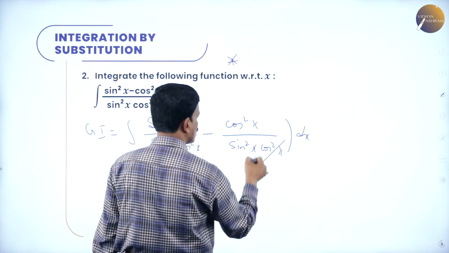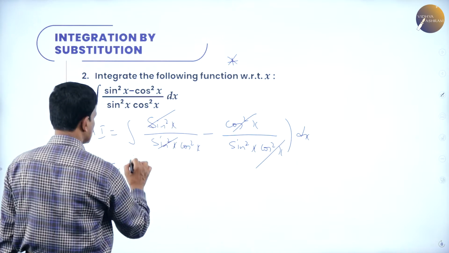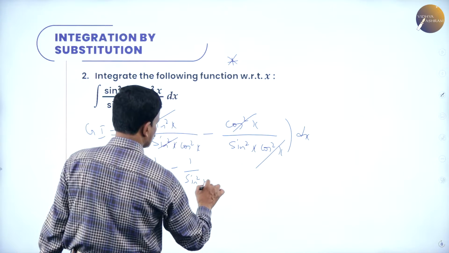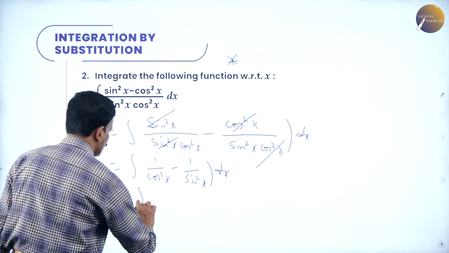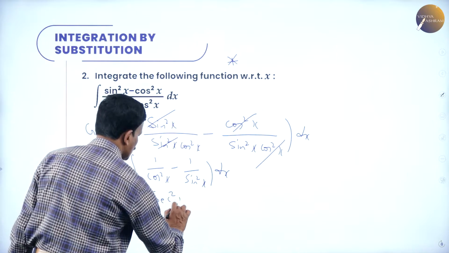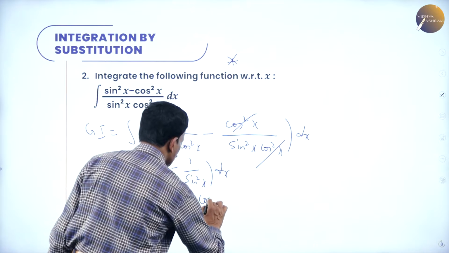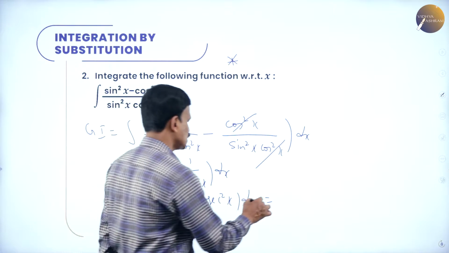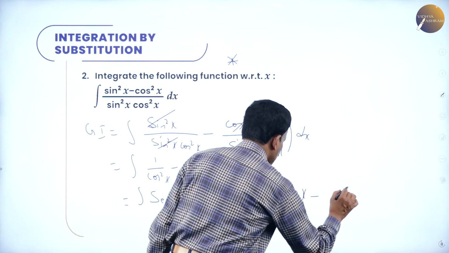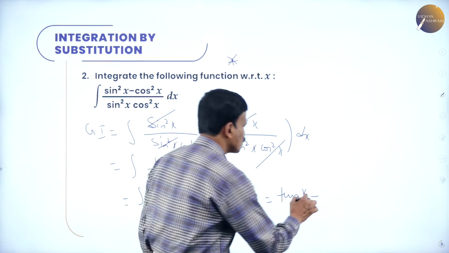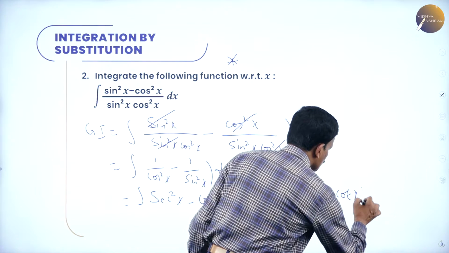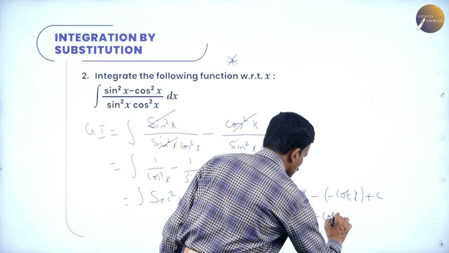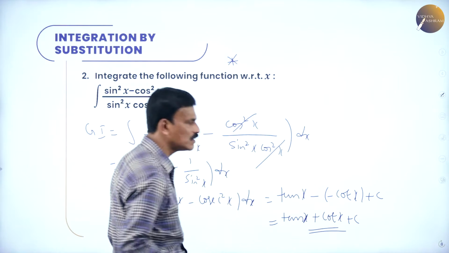Now cancel the terms: cos square here, sin square gets cancelled. 1 over cos square x minus 1 over sin square x dx. Now 1 over cos square is equal to secant square x, and 1 over sin square is equal to cosecant square x. Integrate it. So integral of secant square x is tan x, minus integral of cosecant square x, which is minus cot x, plus c. So this is equal to tan x plus cot x plus c, the integrated answer.